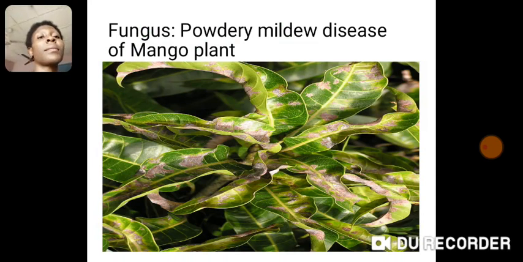What about this one? This one is caused by a fungus species called the powdery mildew. It affects mango plants, particularly the leaves. You can see the leaves are not all green, the venations are not all clear. Some have been covered with brown patches and all that. So those brown patches on the surface of the leaves, they are not healthy. They are signs that that mango plant is diseased. And the name of the disease is powdery mildew disease.